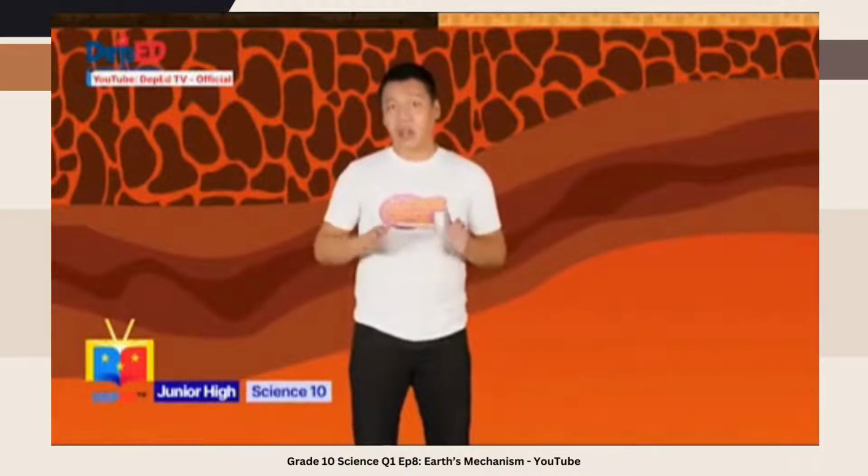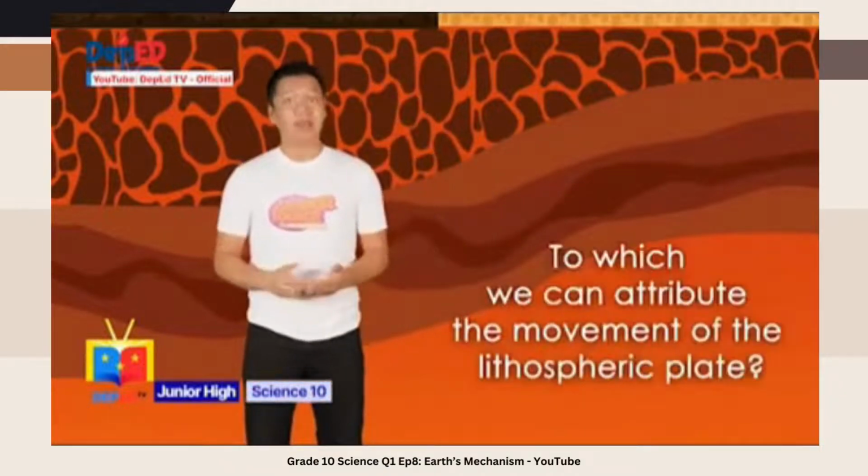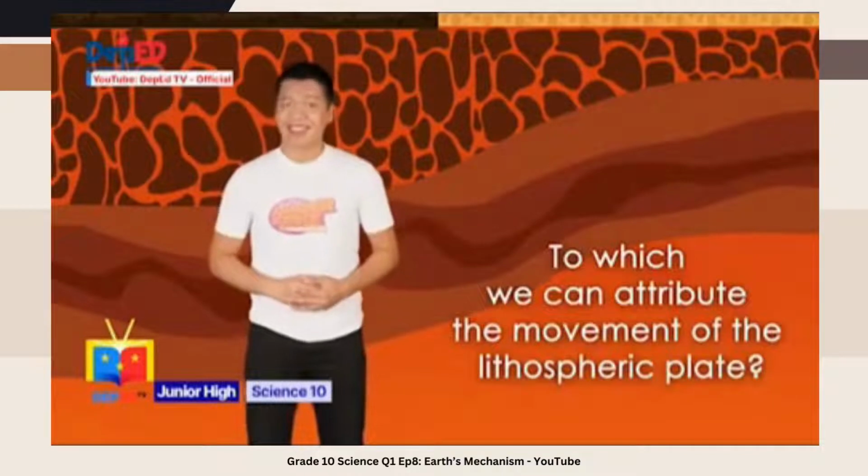The rising hot material cools down in a certain area, hence it becomes denser. Dense material sinks, which creates convection cells with hot rising currents and cool sinking currents that are regularly repeated and become a cycle, to which we can attribute the movement of the lithospheric plate.